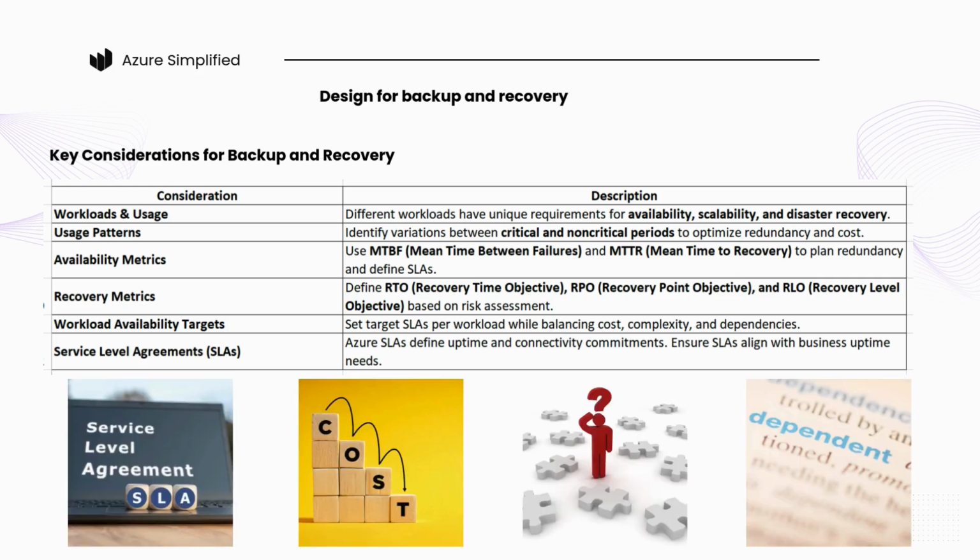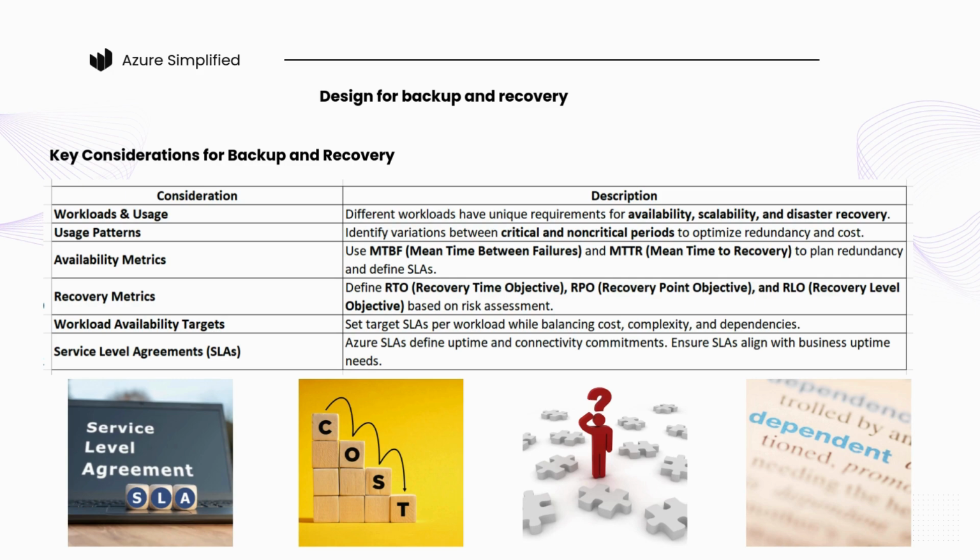5. Workload availability targets. Each workload has different availability needs based on business priorities. Setting target SLAs ensures that critical workloads receive the necessary uptime and resilience. This involves balancing cost, complexity, and dependencies.